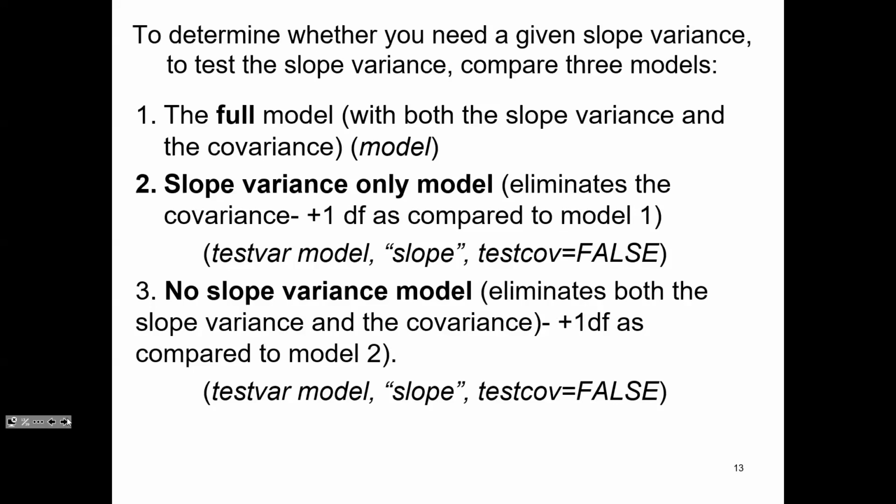What I care about is that you understand the logic of this testing procedure, which is the full model has the slope and the intercept, right? You could imagine comparing 3 models. You could do it using test var. You could do it longhand. It doesn't actually matter, right? Test var was just a shortcut way for people to be able to do that.